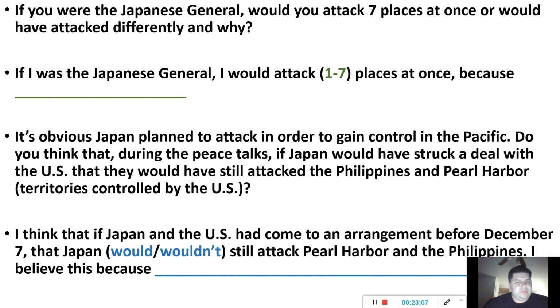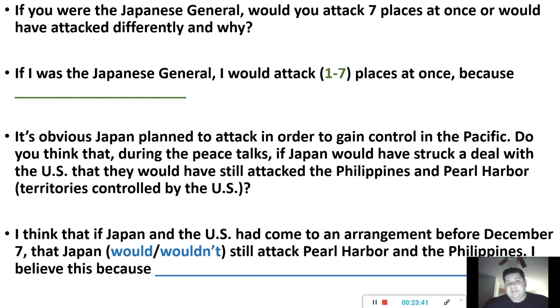All right, so here's my next question for you. If you were the Japanese general, would you attack 7 places at once? Spread out your army, spread out your planes to attack 7 places at once, and it would take a long time for you to conquer those areas. Or would you focus your area, maybe attack 1 or 2 places, get it quick, right? Because you're putting a lot of your forces into these 2 areas so you can take over quickly.